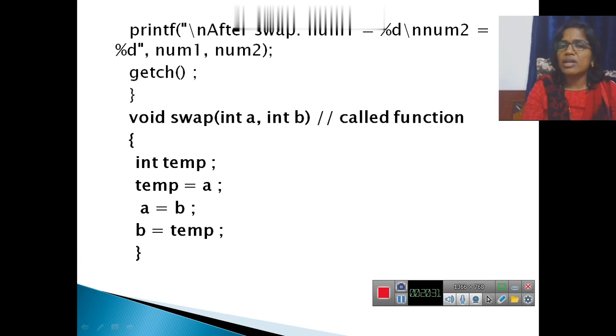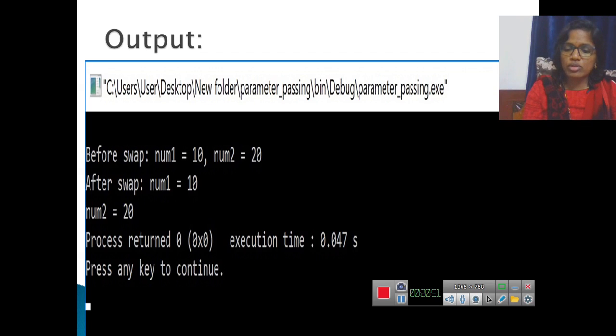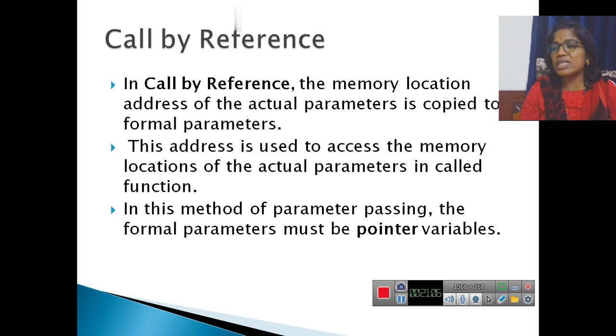So it is 10 and 20, because the swap is performing the changes inside the function, it is interchanging, but it is not sending the data back to the calling function. So as usual, after swap also number 1 will be 10 and number 2 will be 20. So there is no use. You can see the output: before swap, number 1 is 10, number 2 is 20. After swap, number 1 is 10, number 2 is 20. There is no change, right?